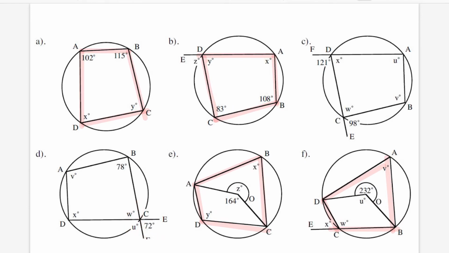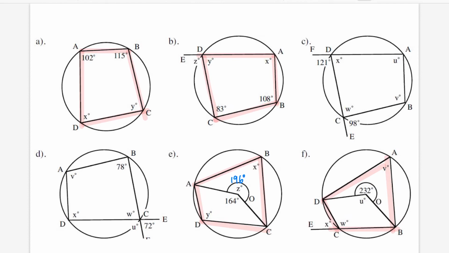For the next question, you've got the cyclic quadrilateral, but we can't easily see where to start because we don't have any of the corner pieces. But we can find Z straight away. Z is going to be 360, the full circle, minus 164. So that's going to give me 196 degrees.